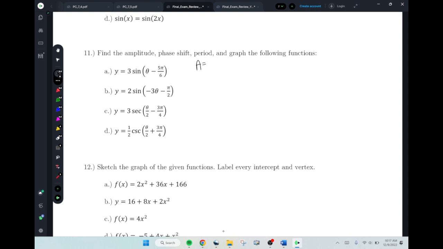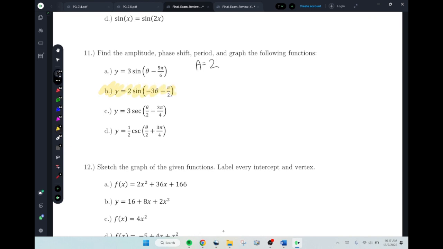Which one do you want to do? B? What's the amplitude for B? Okay, please get that point. Yes, non-calculator. Immediately, please get B. Or, I don't know why I said B, I said A. Immediately, please get amplitude. Are we on B? Yes, we are doing B. Thank you. Here we go. Highlighted.